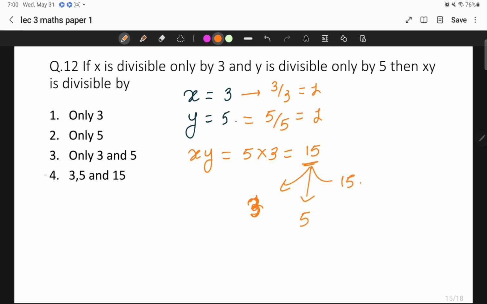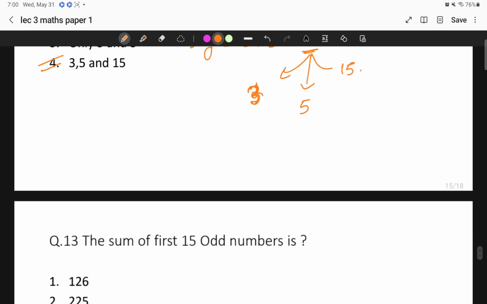So the correct answer for the given question is option number 4, that is if x is divisible by 3 and y is divisible by 5, then the product, that is x into y, is divisible by 3, 5 and 15. Got it? So the answer is option number 4. Moving on to the next question.